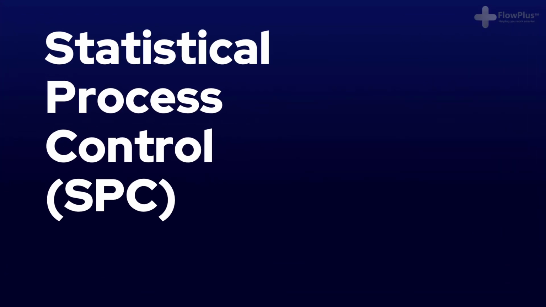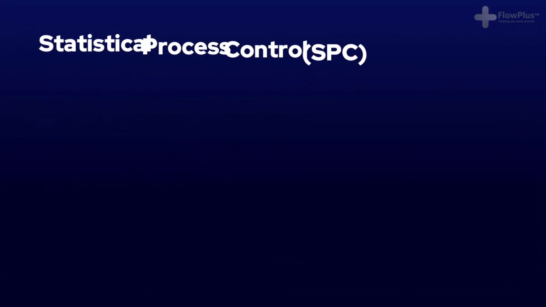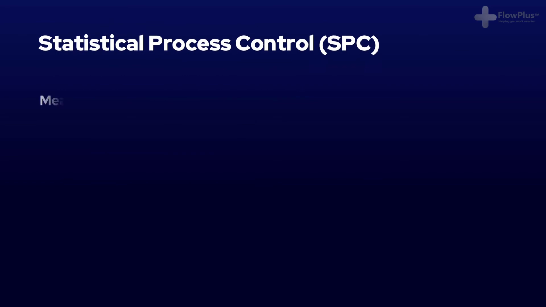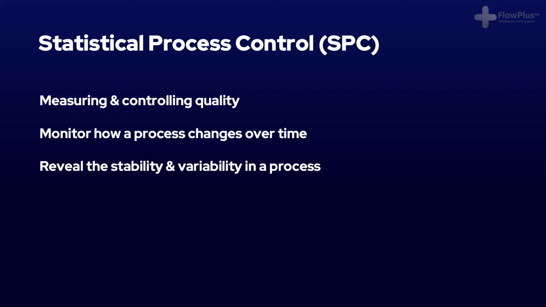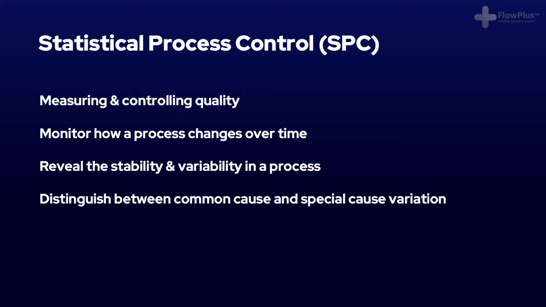Statistical Process Control, SPC, is an industry standard methodology for measuring and controlling quality. SPC monitors how a process changes over time and reveals whether a process is stable and capable. Finally, SPC allows you to identify and differentiate between common cause and special cause variation, something we will explore in a minute.